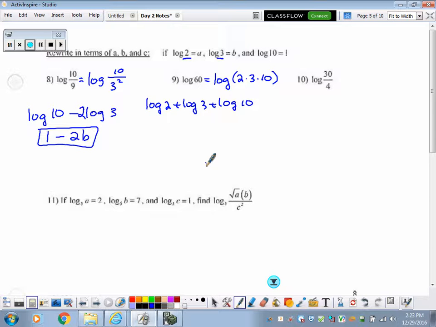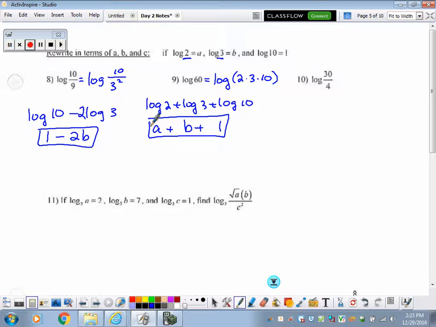Log 2 will be replaced with the letter A. Log 3 will be replaced with letter B, and log 10 will be replaced with 1. And that's as far as we can go: A plus B plus 1. It's kind of weird, it's different. But again, we're simplifying using our properties, using the primes, and then whatever substitution we need to make according to the directions.